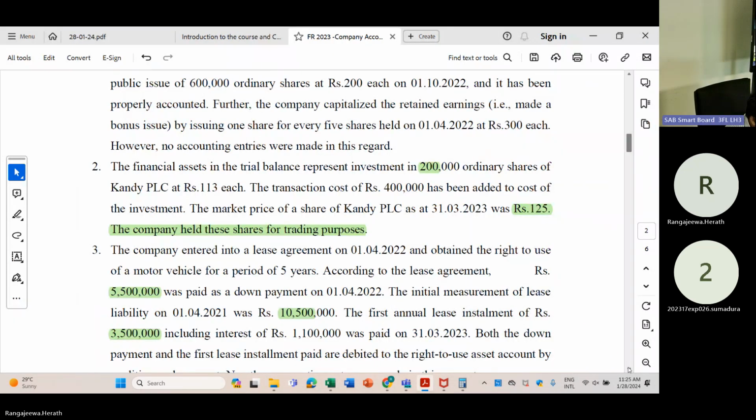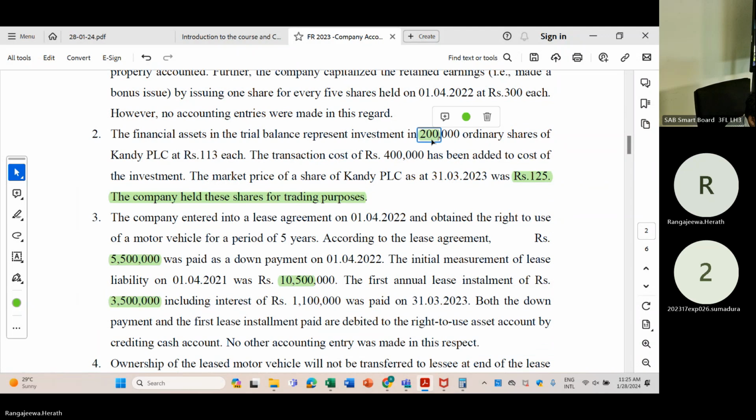Third one, the lease. Company entered into a lease agreement and obtained right of use motor vehicle for 5 years. According to the agreement, 5.5 million paid down payment. Initial measurement of lease liability 10,500. First installment 3,500, including the interest 1,100. Both down payment and first installments are debited to right of use asset account. So they are working on the right of use asset account again.